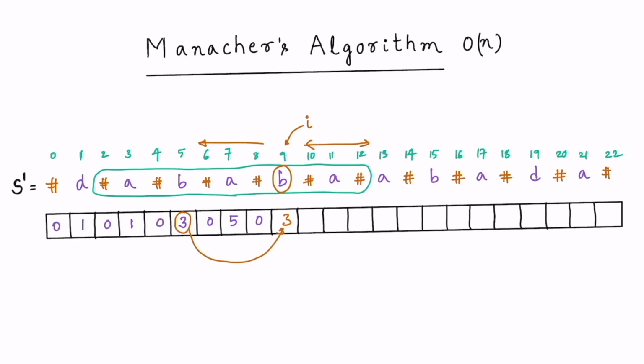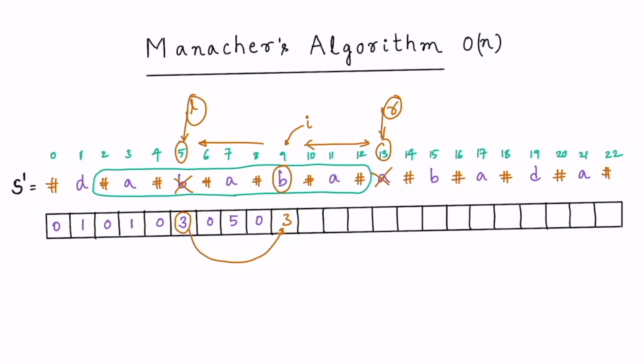Hence, instead of starting the left pointer and the right pointer from this character B, we can start our left pointer over here and right pointer over here, because we already know that this is a palindrome. And with this new L and R, we compare the characters and expand. Unfortunately, in this case, these two characters are not equal, so we stop the search.